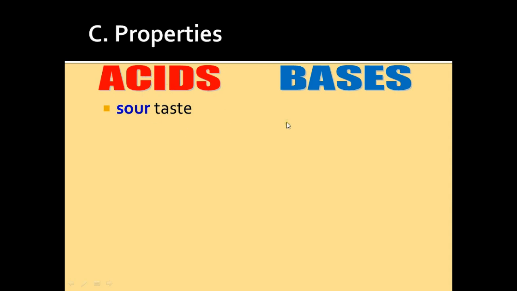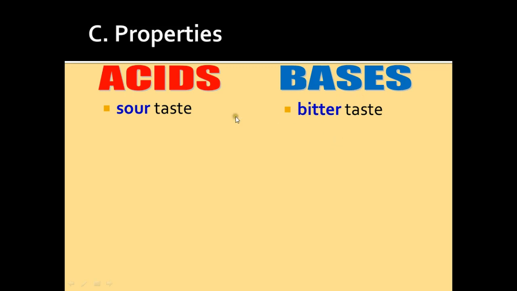Then we have bases, which are opposite. Bases are mostly cleaning products. If you've ever accidentally tasted soap, you know that it's very bitter. So just think of soap, and soap is a base. Because it tastes bitter, just remember soaps taste bitter, so bases are bitter.